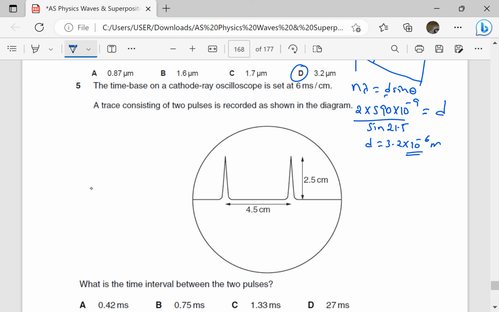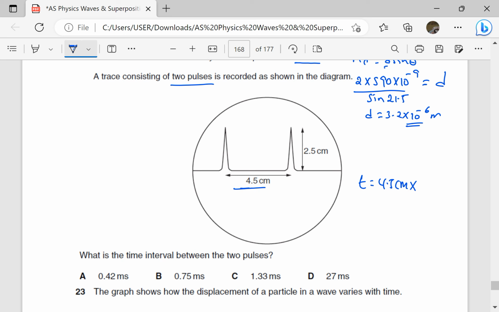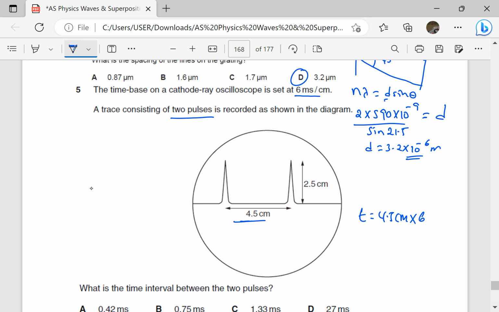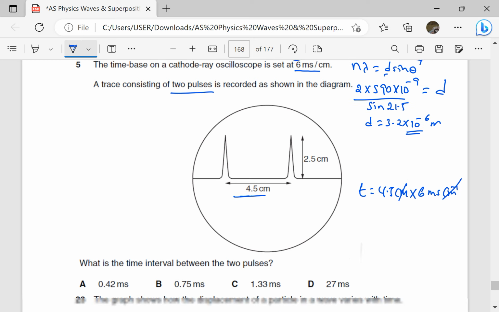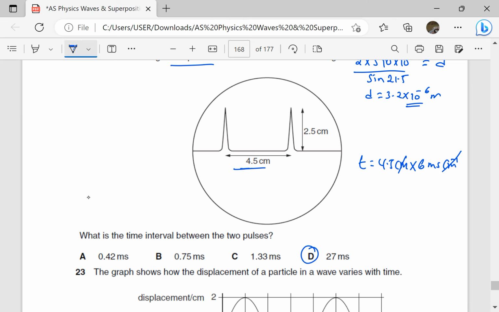The time base on a CRO is set at 6 milliseconds per centimeter. A trace consisting of two pulses is recorded as shown in the diagram. What is the time interval between the two pulses? So the length between the two pulses is 4.5 centimeters. So the time interval is going to be 4.5 centimeters times the time base setting, which is 6 milliseconds per centimeter, and per centimeter cancels with the centimeters, so you have 4.5 times 6, which gives us 27. So our answer is going to be D.